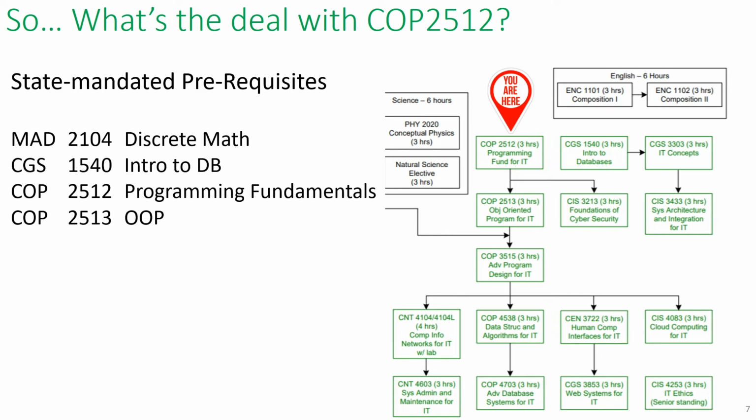We could do a very light-hearted version of this class, where we have a lot of fun and we don't get a lot of learning done, but then you would pay for it in the program. Actually, you would pay for it here. These are the two prerequisites. This is, by the way, the diagram for information technology, but the cybersecurity one is very similar. These are the two programming classes that are state-mandated prerequisites.